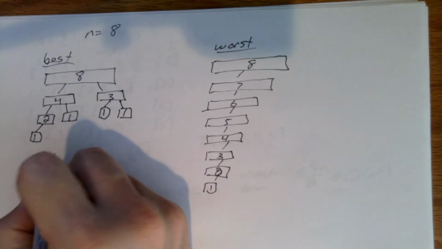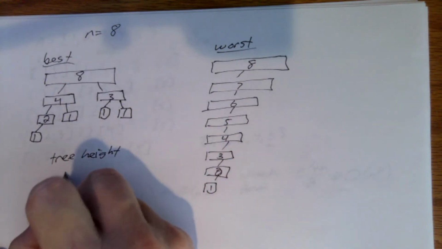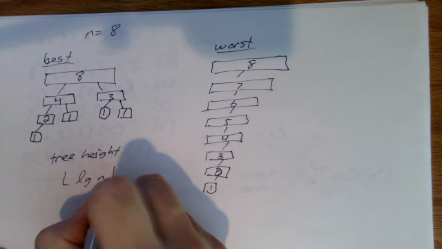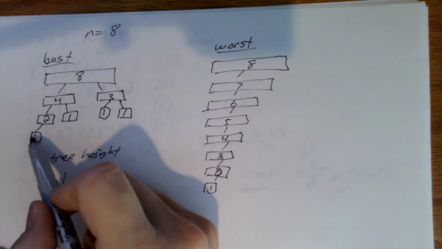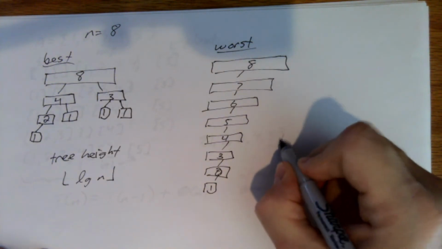So the tree height here is the floor of log of n. You can see 3 levels here: 1, 2, 3. What's the tree height here?